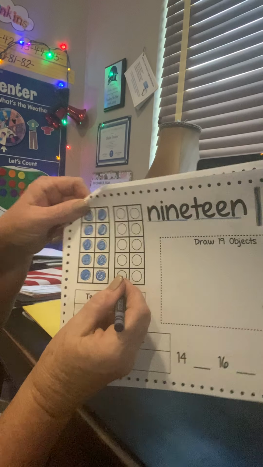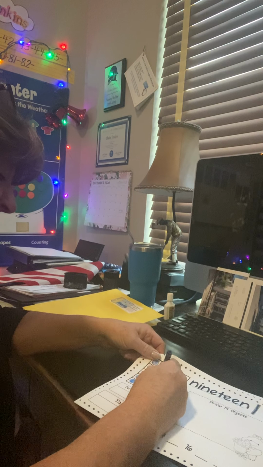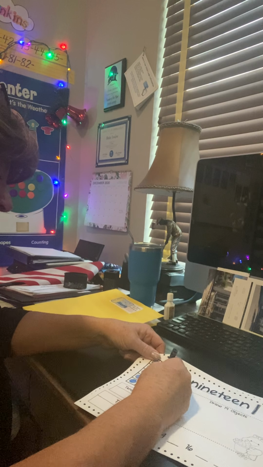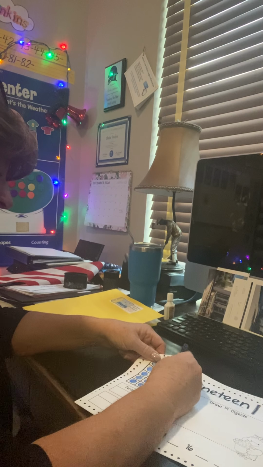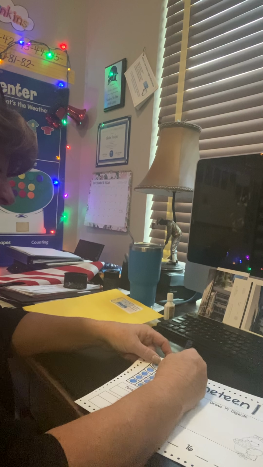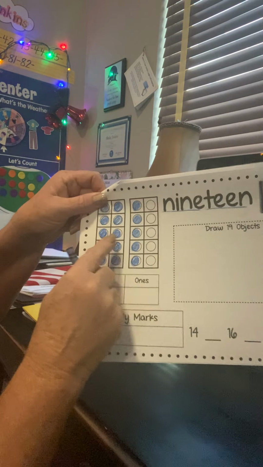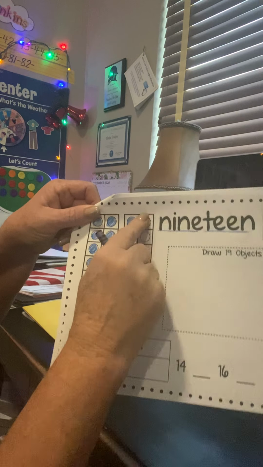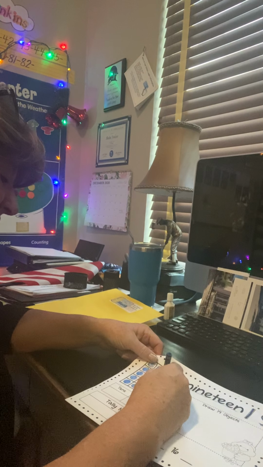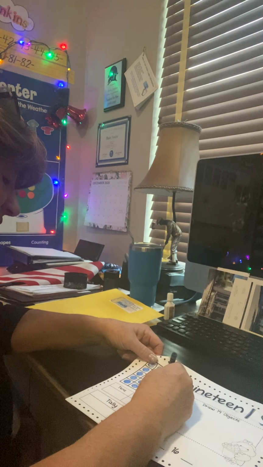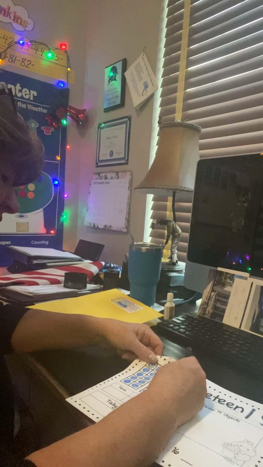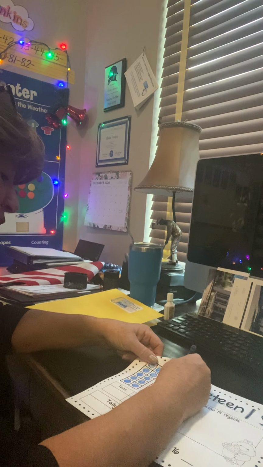Now we're going to start here. 10 and 1 is 11, 12, 13, 14, 15. So now I've got 5, 10, 15. Now I'll start on the bottom and go up again. 16, 17, 18, 19, and 20.